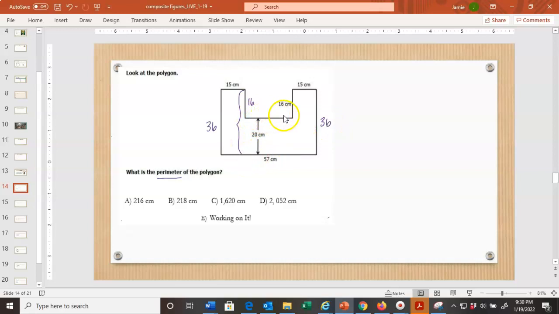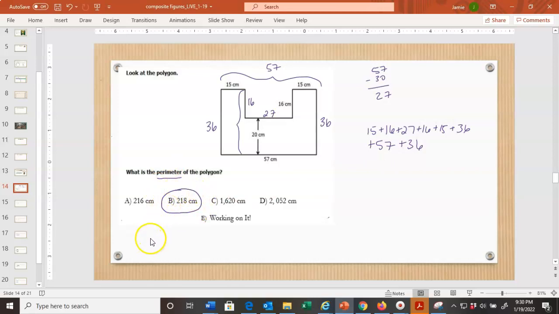And the last thing to get is this length right here. Well, if the whole thing is 57, and we know these two pieces are 15, all we have to do is take out 15 and 15 and see what's left. So that would be 57 minus 30, right? That is 27. There we go. Now we have all the lengths of the shape and we can just add them together. 15 plus 16 plus 27. I'm just adding up all the edges, which you should totally do with your Desmos calculator. And when you do that, I only remember this because we got to this one in my second class, it is B, 218 centimeters.